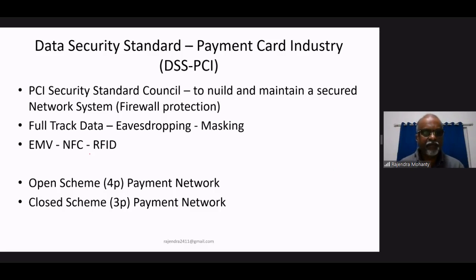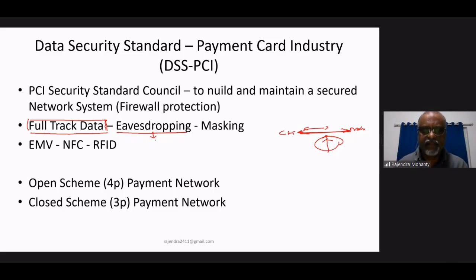Full track data means the data which is stored in the chip of the card or in the magnetic strip. So a question might come: what is the data stored in the chip or magnetic strip? It is called FTD, or full track data. In between, when data is processing or transmitting, that is called eavesdropping. Eavesdropping means someone may intercept your data. When data is going from the cardholder point to the vendor or network, somebody may tap your data. That data trapping by some third person is called eavesdropping.